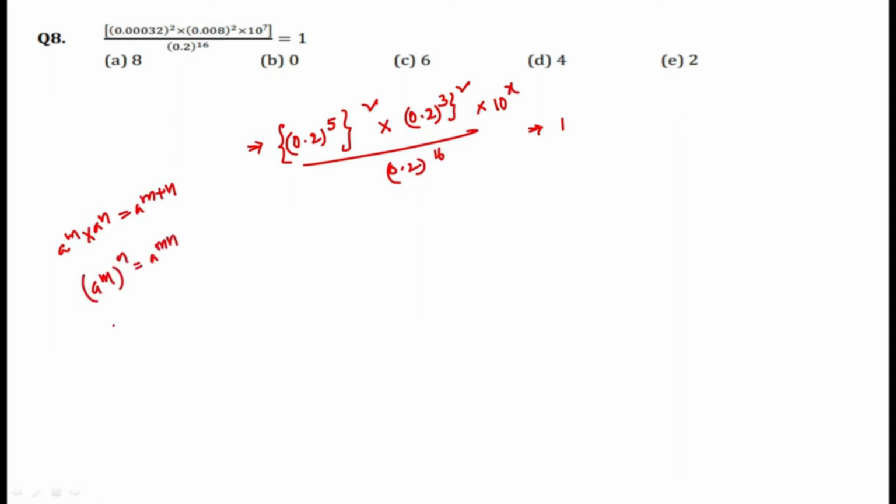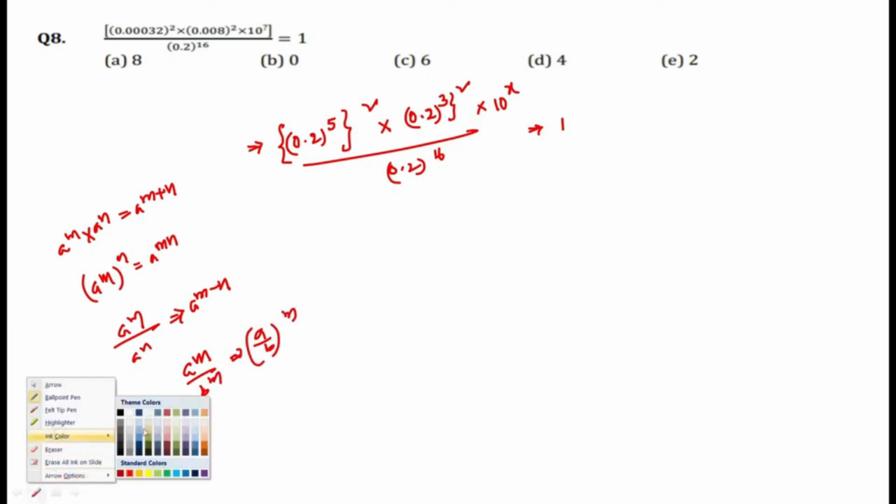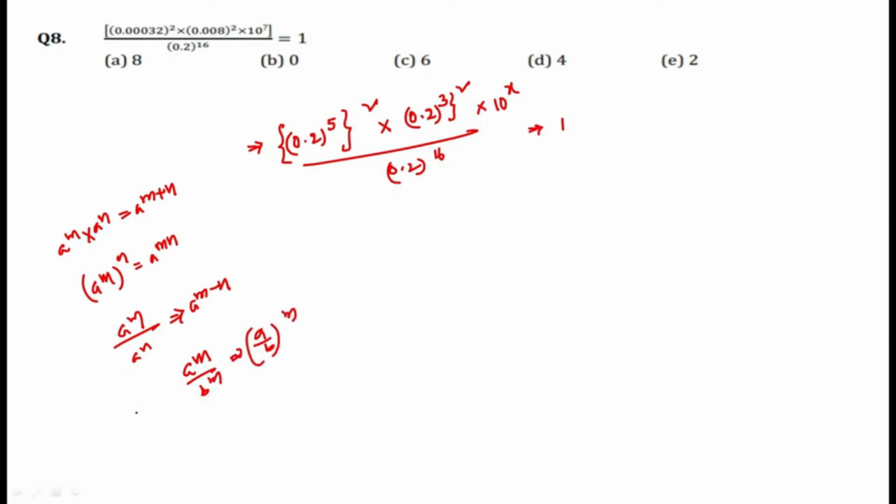We have different properties. And a power m divided by a power n is equal to a power m minus n. And a power m divided by b power m is equal to a by b whole power m. If you know all these properties, you can get the entire answer.